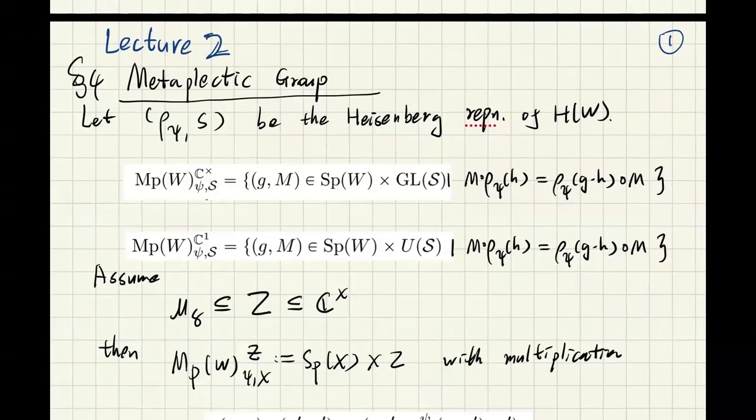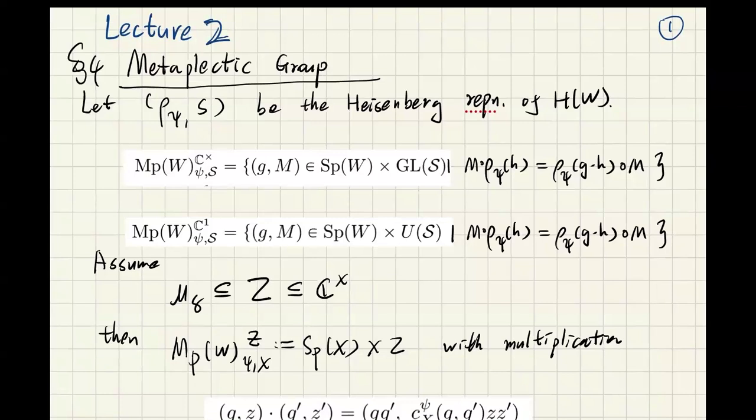Let's continue our discussions of the very basics of the metaplectic group and the Weil representation. In lecture 2, I was talking about all the different realizations of the Weil representation and the splittings, etc. So what is a metaplectic group?